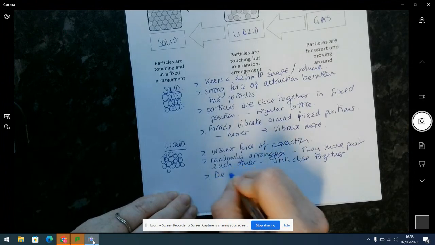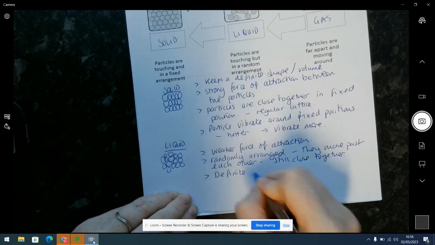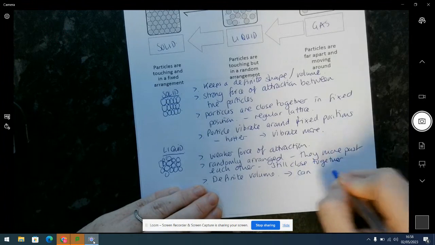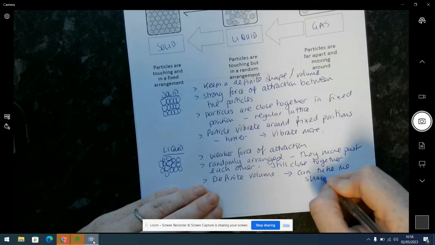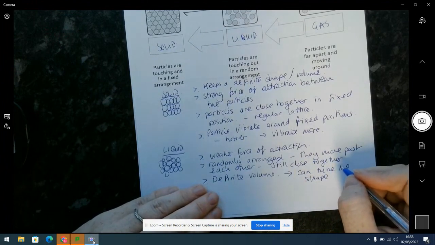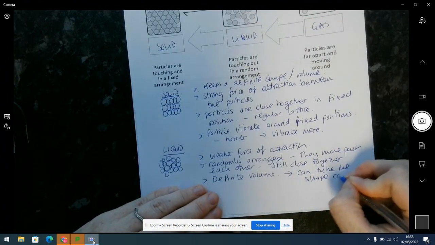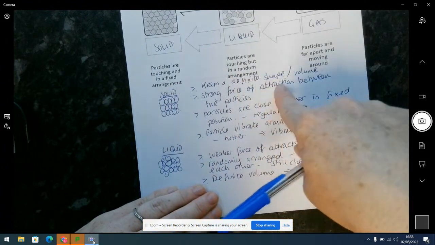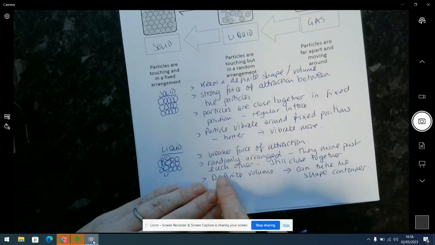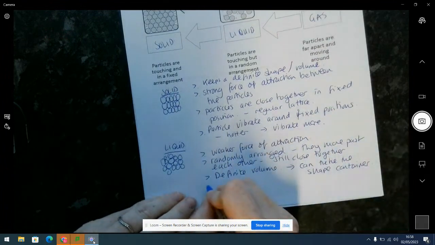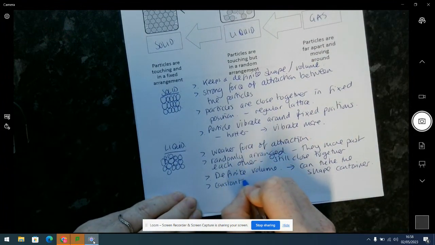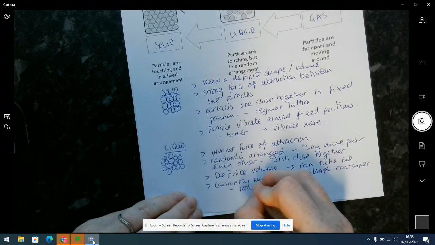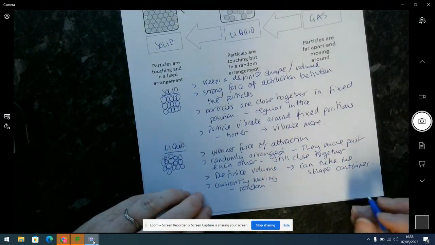It also has a definite volume and can take the shape of a container. So if I pour water into a beaker, then the water takes the shape of the beaker. That's the important difference between a liquid and a solid. Solids have a definite shape, whereas liquids take the shape of the container, but they have a definite volume. The particles are constantly moving, and as I said already, they move over each other, but this process is random.